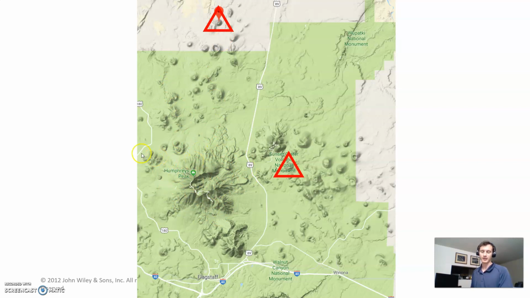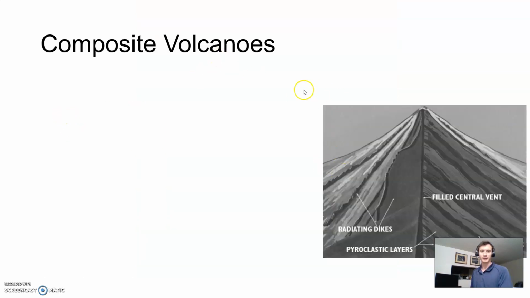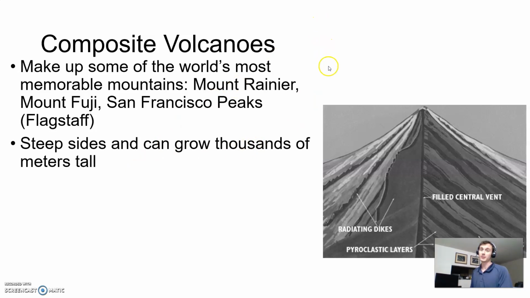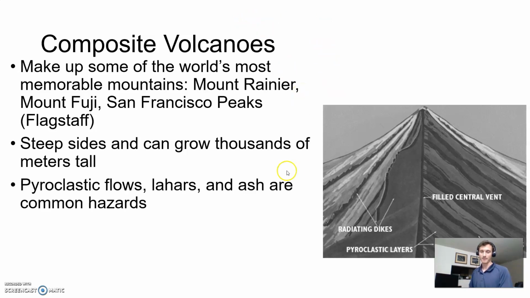These are our composite volcanoes. So these tend to be much taller. These are going to be mountains you've heard of, things like Mount Fuji, everything in the San Francisco mountains in Arizona, things like Mount Rainier. These can grow to considerable heights as opposed to the cinder cones. They can have moderately steep sides and get to be very tall.